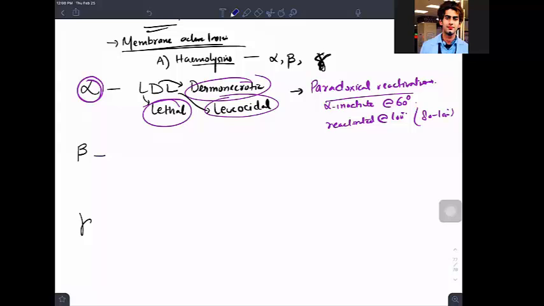Beta hemolysin has a special enzyme, that is sphingomyelinase. You have sphingomyelin, a phospholipid covering your cells, so it can destroy that. Okay, this beta hemolysin shows another phenomenon.